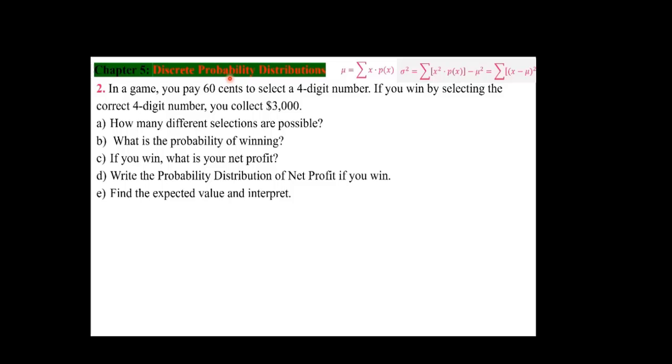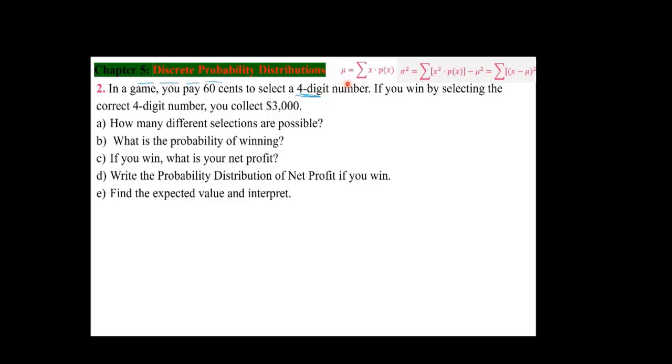How many different selections are possible? It's important to know that we are looking at 4 digits. There are no restrictions given. Remember, the digits are from 0 to 9. That means 10 numbers. So there are 4 spots. That's important to see. Let me just count: 1, 2, 3, 4 spots. And that means 10 to the power of 4, and that means 10,000.